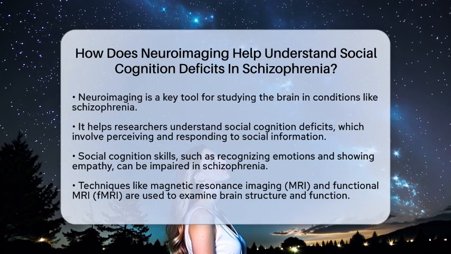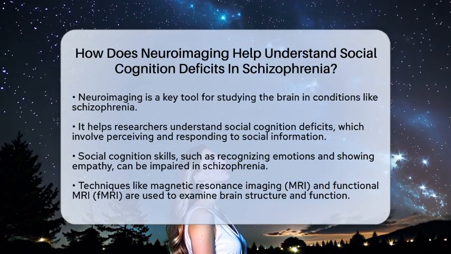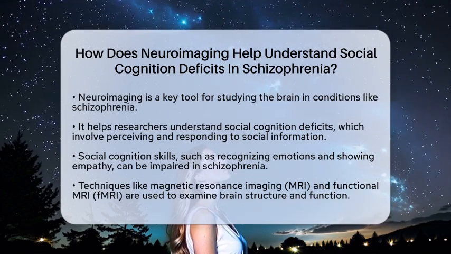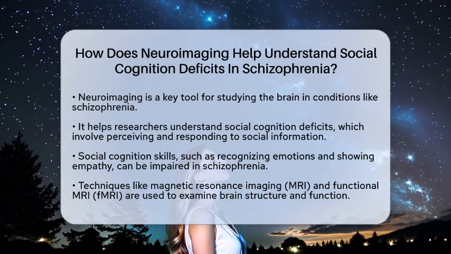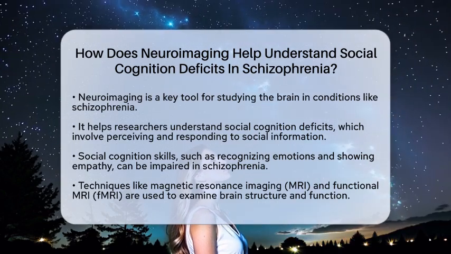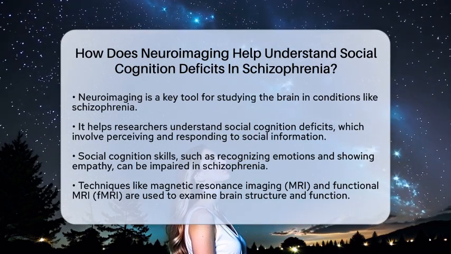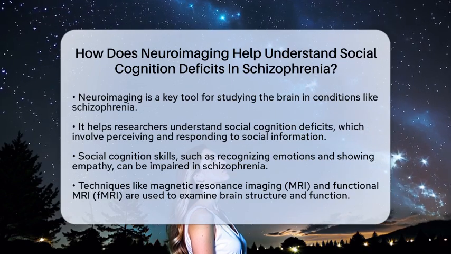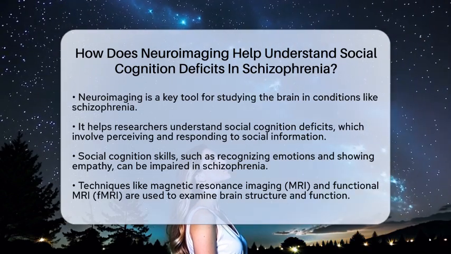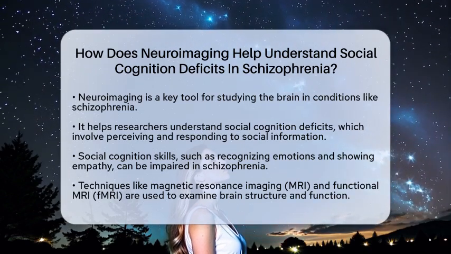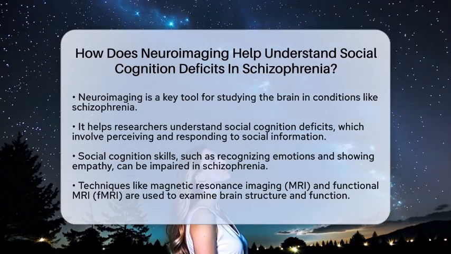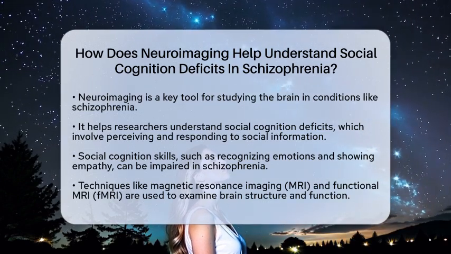Social cognition is all about how we perceive, interpret, and respond to social information. This includes recognizing emotions, understanding what others are thinking, and showing empathy. Unfortunately, these skills can be impaired in individuals with schizophrenia, making social interactions challenging.